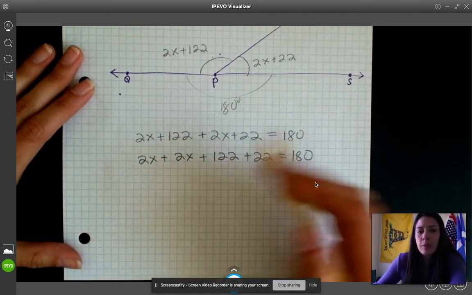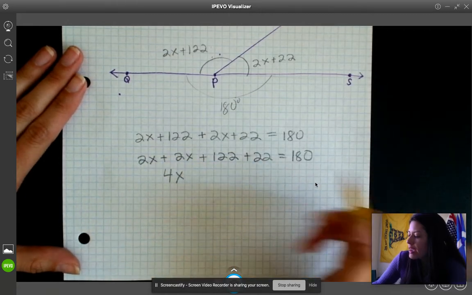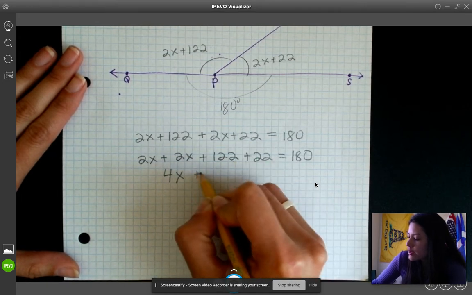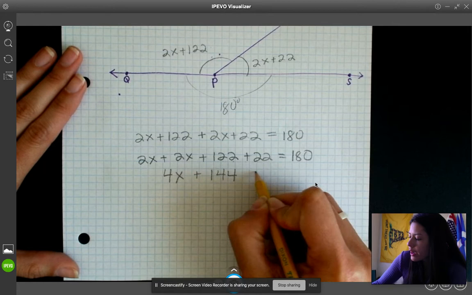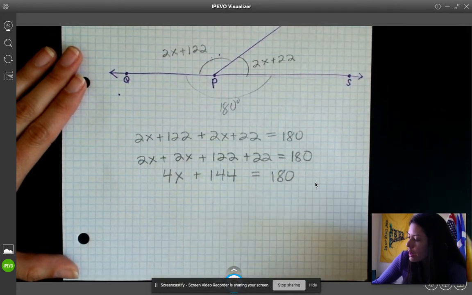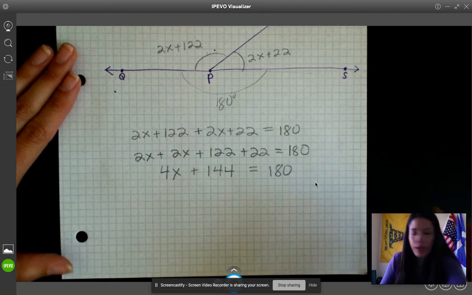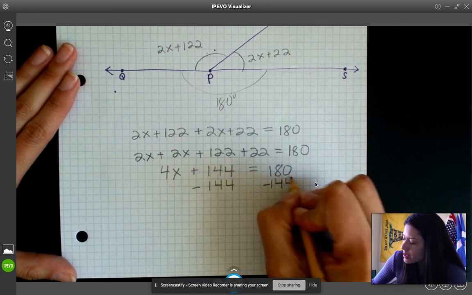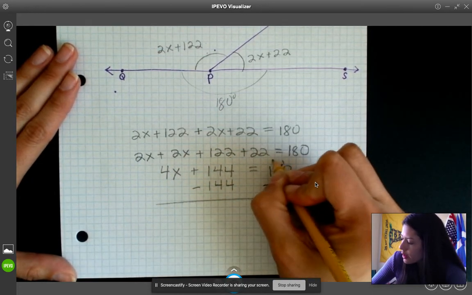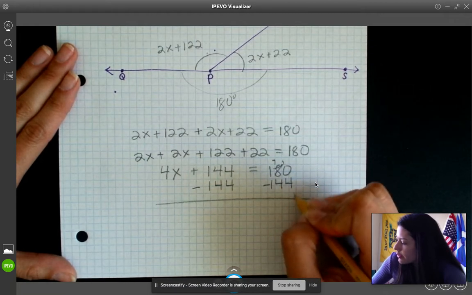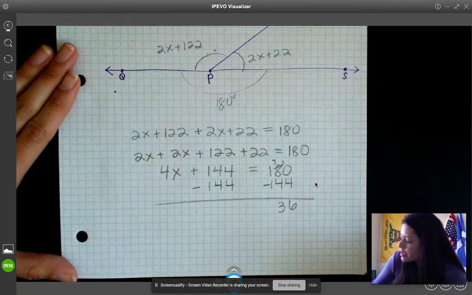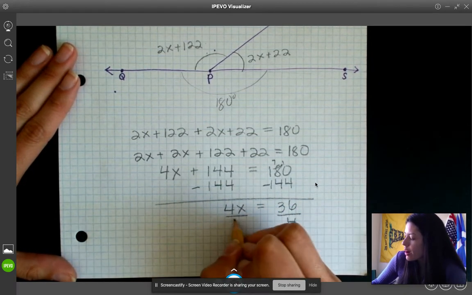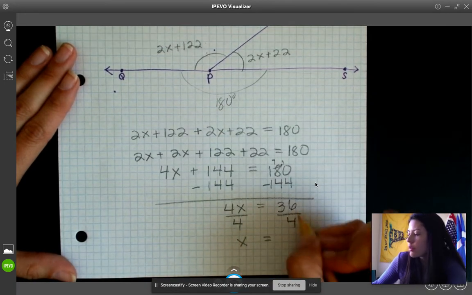Okay, 2x plus 2x is 4x. Positive 122 plus 22 is going to be 144, okay, which equals 180. Now I've got a regular two-step equation. Subtracting 144 from both sides, so I've got 36 on this side equals 4x. Dividing by 4 on both sides, and x is going to equal 9.